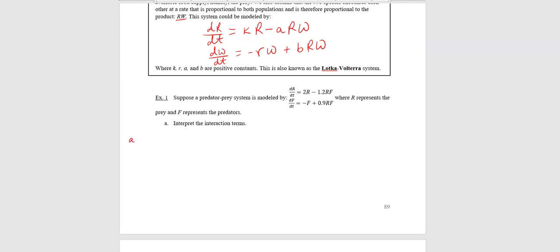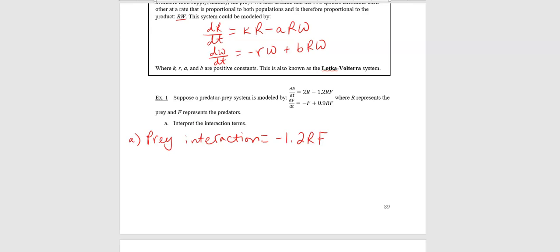For the rate of change of the prey, the interaction term is going to be the negative 1.2 RF. Because it's negative, what does that indicate? That indicates that the prey is going to be declining. That should make sense because if the predators are in the population, the prey would be going down. They're going to eat the prey.